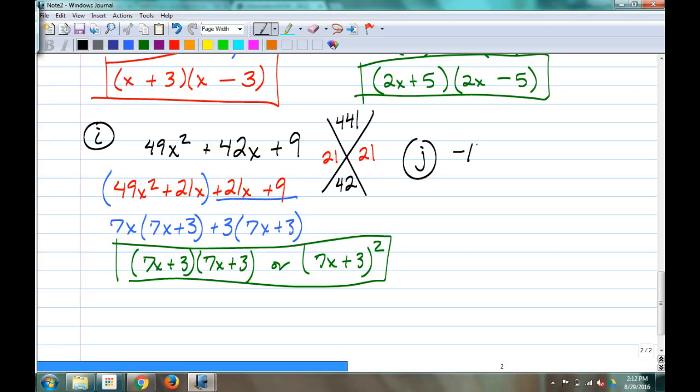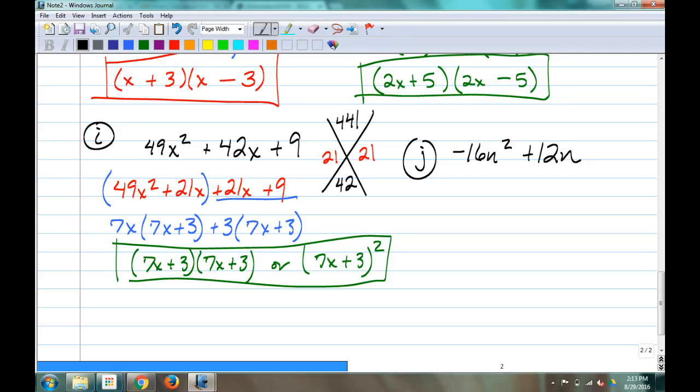Let's say we have negative 16n squared plus 12n. You get so stuck doing the x method, we forget how to do the other stuff. 4 would be the greatest common factor. 4 goes into 16 and goes into 12. What else do they have in common? An n. They both have an n.